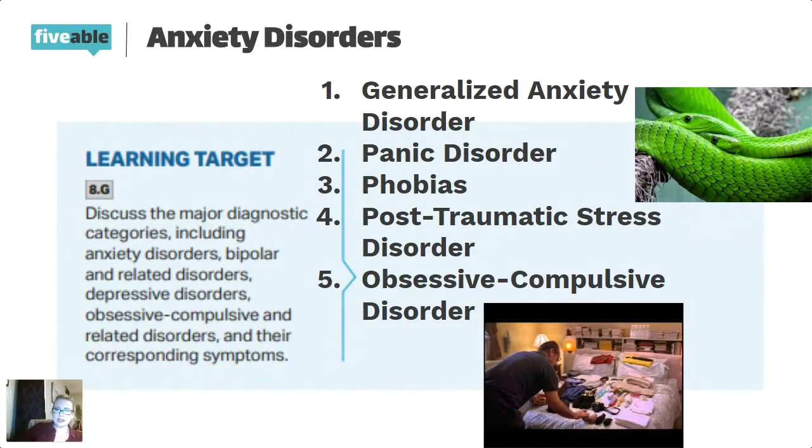So generalized anxiety disorder: the symptom of that is just having really low levels of chronic anxiety. What's bad about this disorder is that you can't really pinpoint a reason, but a lot of people who have generalized anxiety disorder, even though they can't pinpoint the exact reason why they're having chronic anxiety, generally have a history of childhood trauma or neglect. And two-thirds of the people diagnosed with generalized anxiety disorder are women.